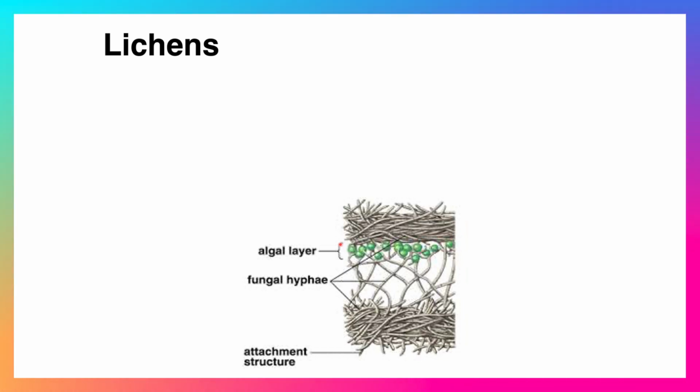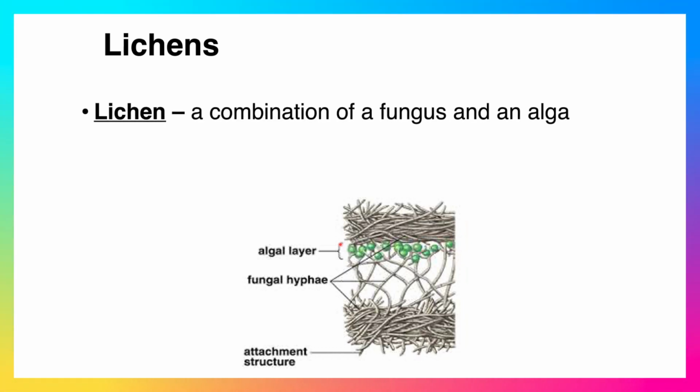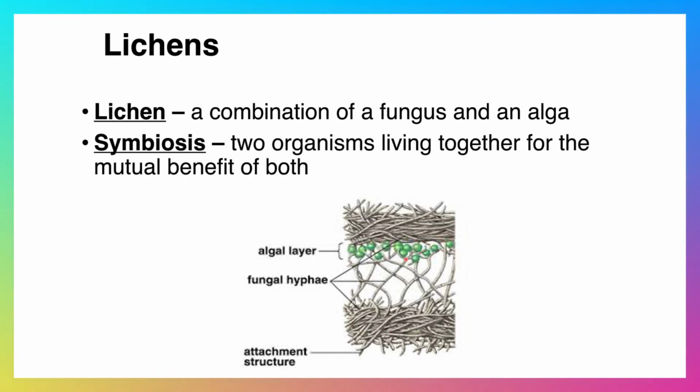The last thing I'll talk about in this short video is lichens. And lichens are a combination of a fungus and an alga. You have a fungus here and then an algal layer here. And these two live together in perfect harmony, also known as symbiosis. And symbiosis occurs when two living organisms live together and each benefits from living with the other.